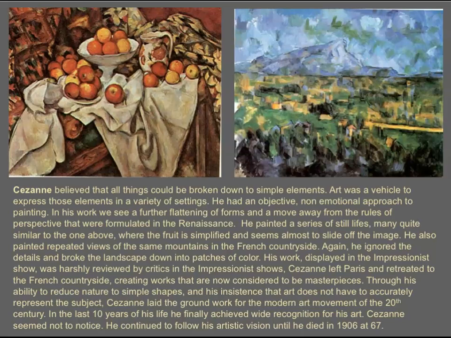He believed that all things could be broken down into these simple elements, and art was just a vehicle to express this. So he made these still lifes, and there's a whole bunch of them. They're all a little bit skewed in perspective and simple shapes. It really calls into question what makes a painting good or bad, to return to that question. Now over here is a painting of an area in the French countryside that he painted over and over again. By taking these themes and simplifying them, he really laid the groundwork for modern art and all that was to follow.